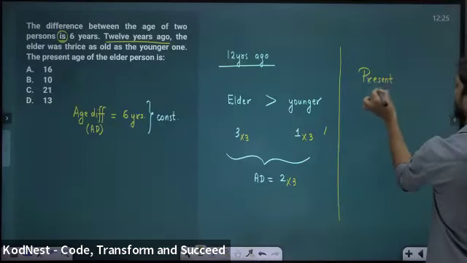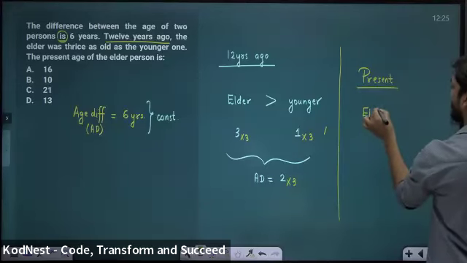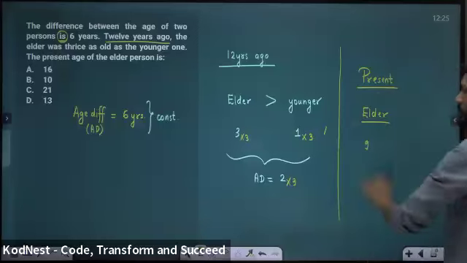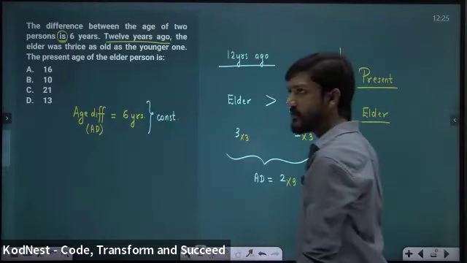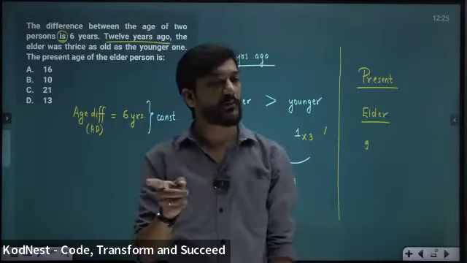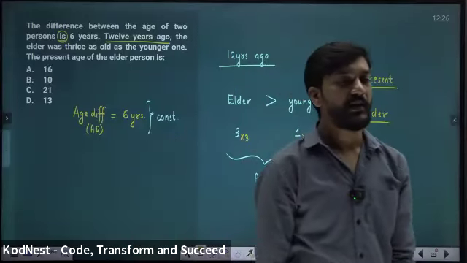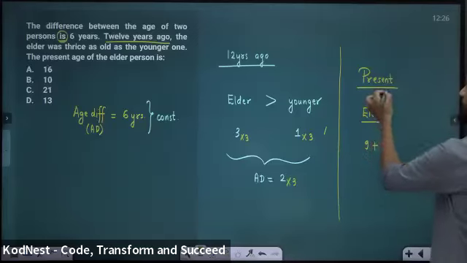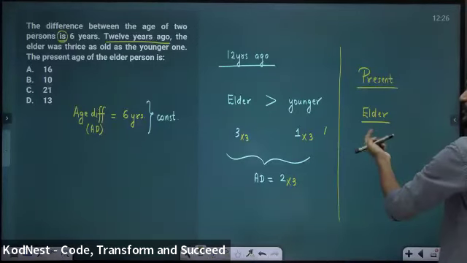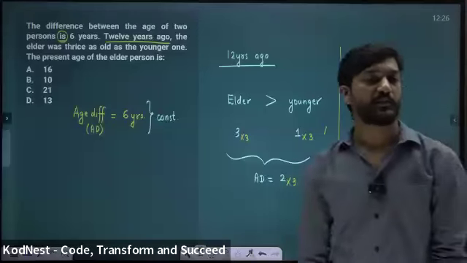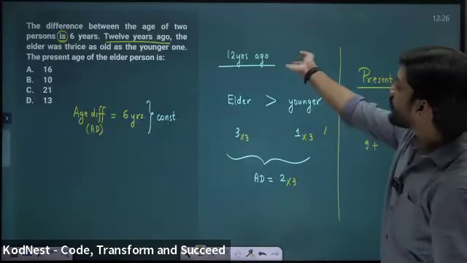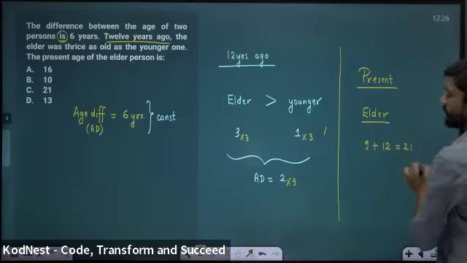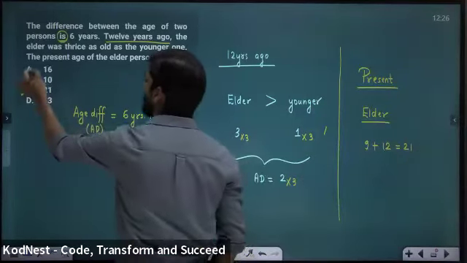Only for the elder person. Just answer please. This is 9. This is past, this is present. So will you say 9 plus or 9 minus? Plus. Because present value will be greater than the past. So 9 plus. How much plus? 12 years. Because it is 12 years in the past. So 12 plus 9, 21. 21 is your answer.